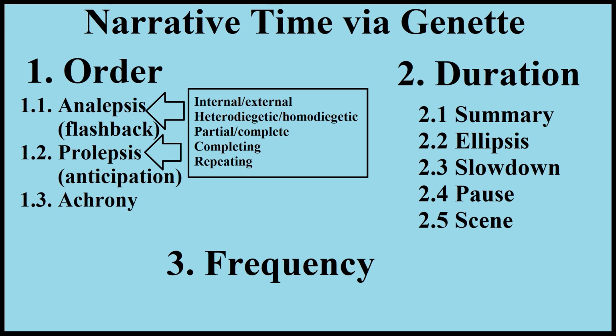Alright, so now that we're done with order, we can move on to duration. Remember, there's three major parts to narrative time, according to Genette: order, duration, frequency. Duration is the second one. Okay, so what is duration? How long does an event take place? That's what duration means, right? Order is the order of events. Duration is the duration of events.